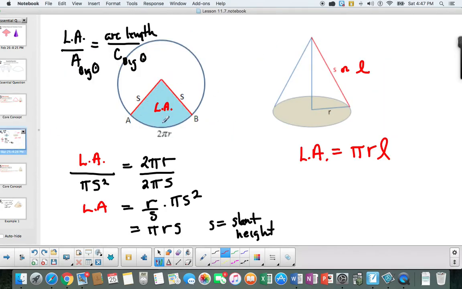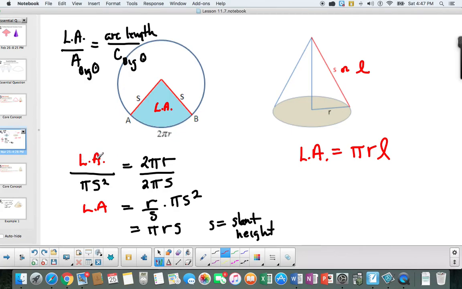Really, this part right here that is making the cone is proportional to the big circle that it's part of. So we say that the lateral area, this right here that makes the cone, is in a ratio to the area of the big circle right here, and the arc length right here will be in that same ratio to the circumference. So area to area, arc length to circumference.